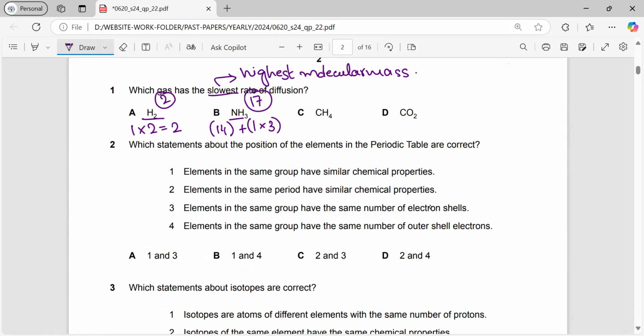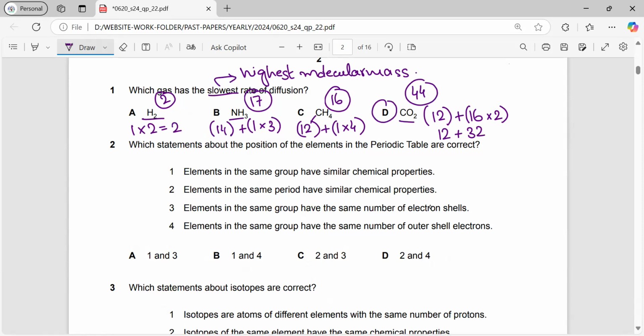For methane, CH4, carbon is 12 plus hydrogen 1 multiplied by 4, which gives us the mass of methane 16. For carbon dioxide, carbon is 12 plus oxygen 16 into 2, 12 plus 32, which gives us 44. So here you can see that the highest molecular mass is of carbon dioxide. So carbon dioxide, D, will be our option because carbon dioxide molecules will move the slowest.